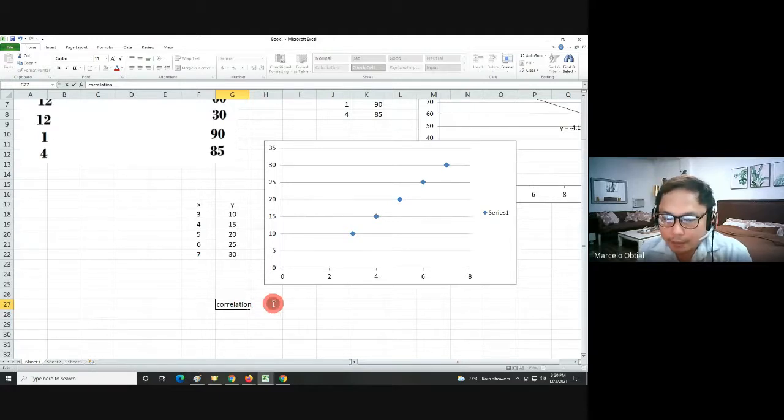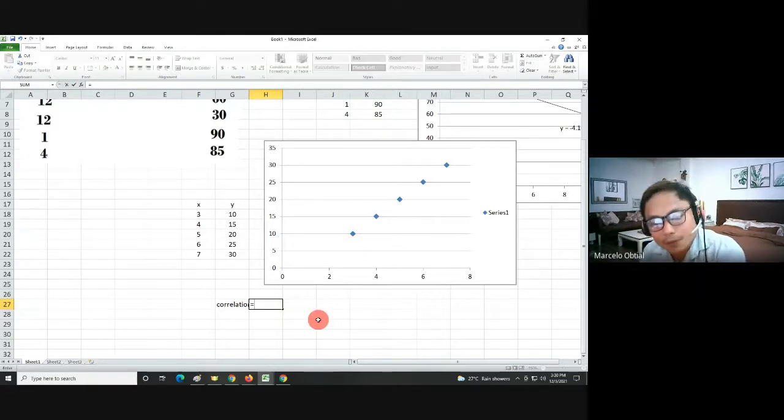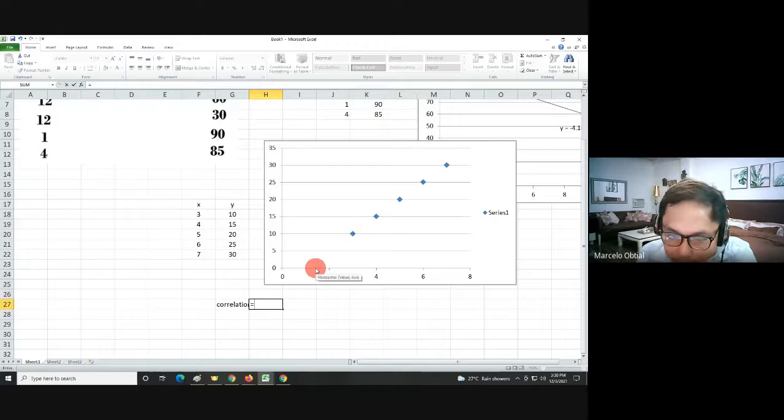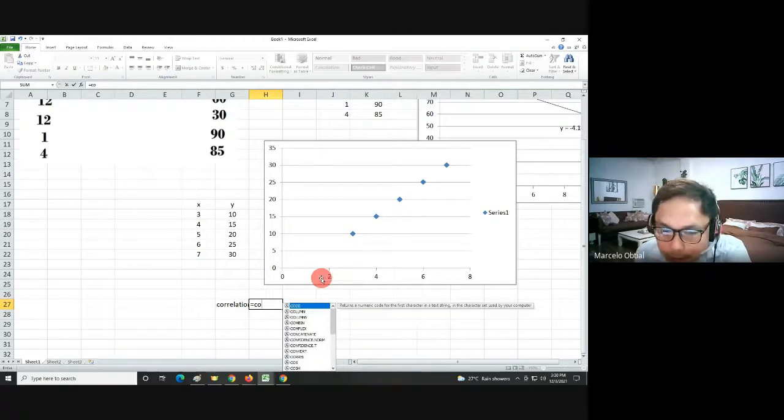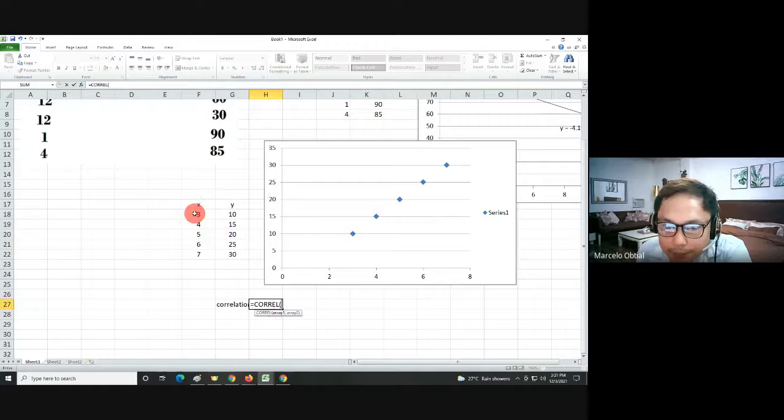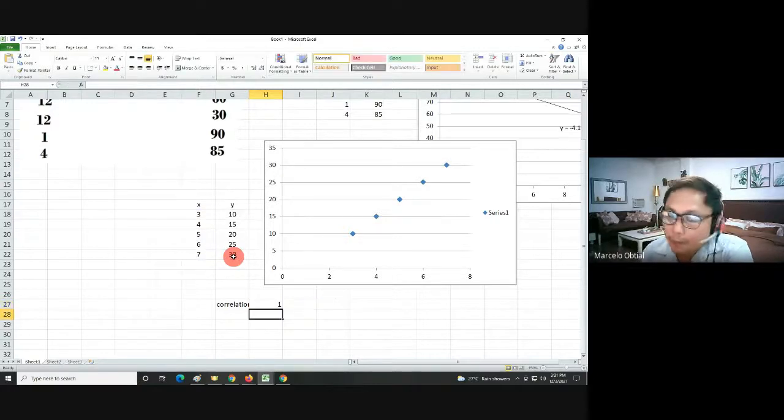Correlation tayo. You may check this using your manual method, class. This is for presentation to prove that the linear regression equation is for forecasting. Correlation tayo. Equals, then correl. Okay, RA1, comma, RA2. Is it 1.0? Let us know, no? 1.0 siya.